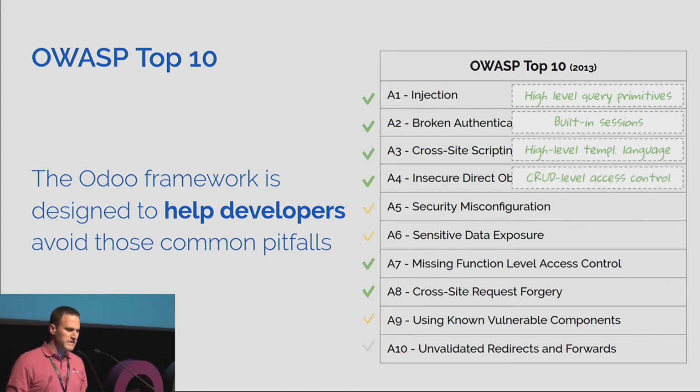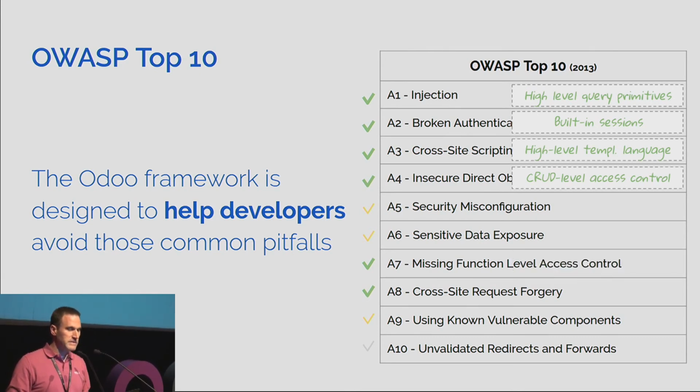The fifth entry is security misconfiguration. An example would be if you keep a default password that is well known, like admin as the default password when you install. Of course, that's not something Odoo can fully cover because it still ends up being the responsibility of the person deploying it. So I cannot say that we cover it, but we try to warn you if you keep admin as the default password.